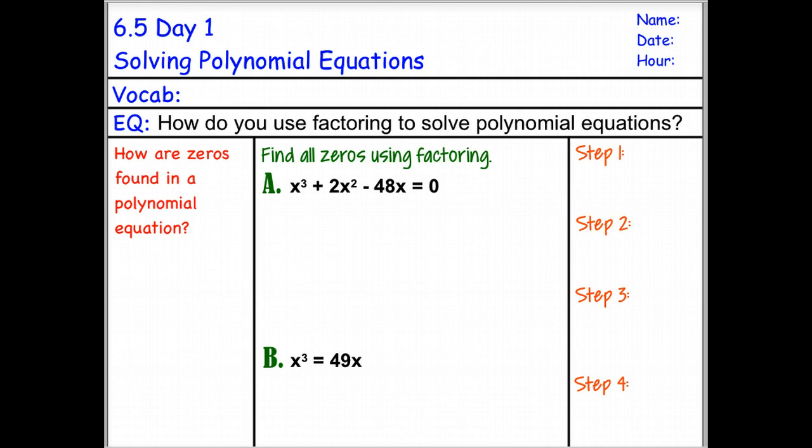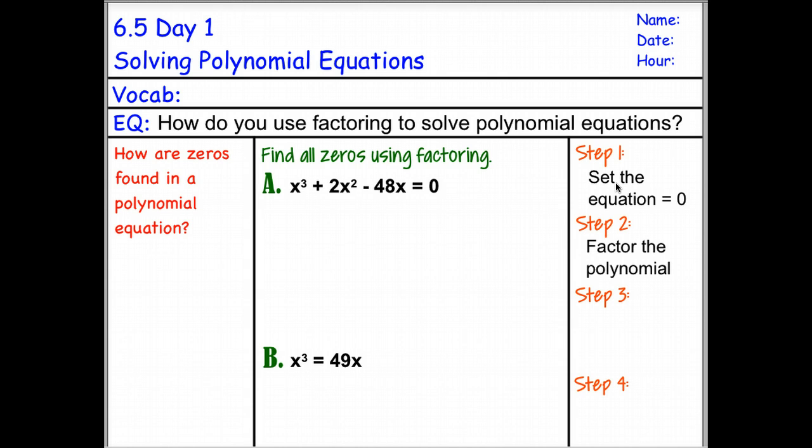So our first step is being able to find the zeros in a polynomial equation. The first thing we're going to do is set that equation to 0. I've already done that for you in this first problem. Step 2 is then going to be to factor that polynomial.